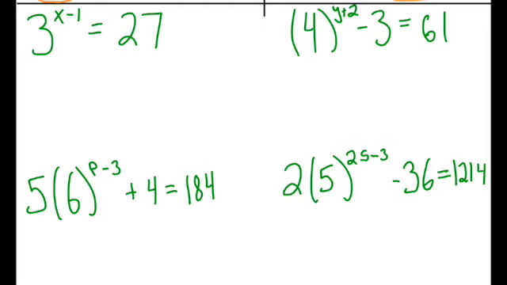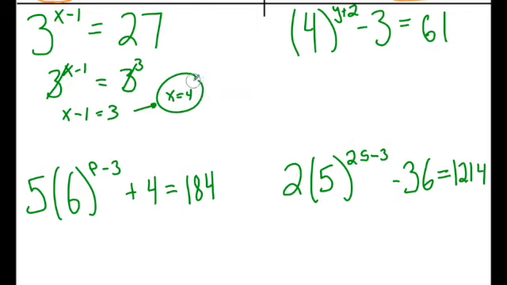All right, so in the first one, the base is already alone. So what I'm going to do is rewrite the other side. 3 to the power of 3 is 27. That means the bases cancel and I get x minus 1 equals 3. And then adding 1 to both sides, I get x is equal to 4.